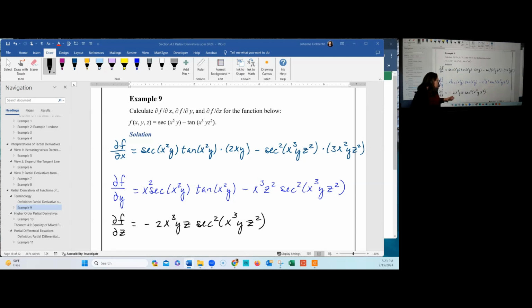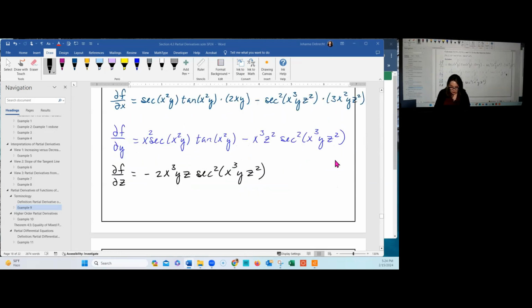When we take the partial with respect to z, we're holding x and y as constants, which means the first term, which has no z in it, is a constant. And the derivative of a constant is 0. The second term does have a z in it, so the derivative of negative tangent is negative secant squared. Looks like I've got my negative out front, my secant squared with the same original argument inside, multiplied by the derivative of the original argument, but with respect to z, which would give me a 2x cubed yz, then multiplied by the secant squared.